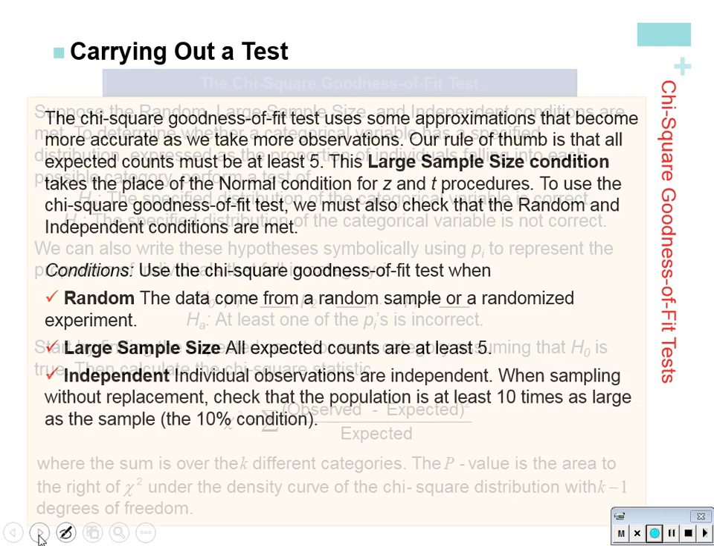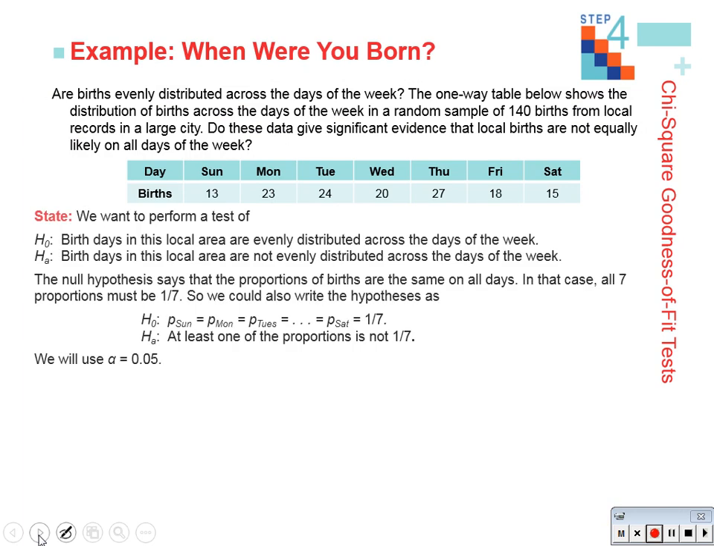Here's an example. It says, as births are evenly distributed across days of the week, the one-way table below shows the distribution of births across the days of the week in a random sample of 140 births from local records in a large city. You have the days of the week, Sunday through Saturday. Does this provide significant evidence that local births are not equally likely on all days of the week? Here's the data that they collected from 140 births, and you can see the data that they recorded.